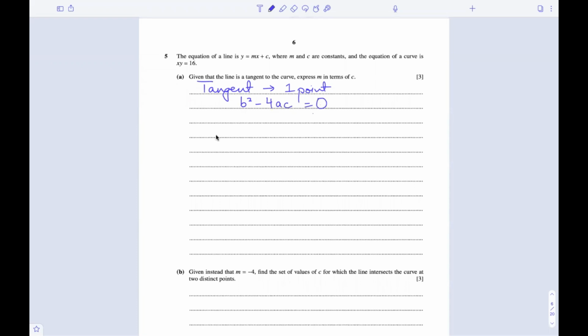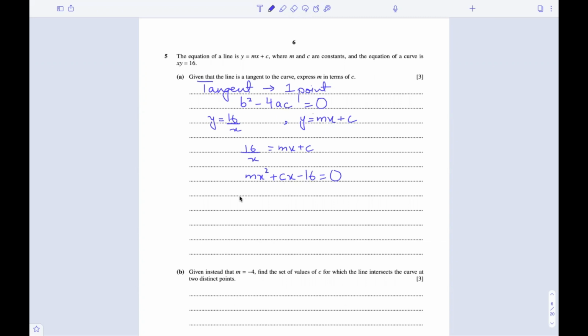Now equating the two equations, we have the equation of the curve, which is y equals 16 upon x, and the equation of the line, which is y equals mx plus c. Equating them, we get 16 upon x equals mx plus c. Simplifying this, we get mx squared plus cx minus 16 equals 0. Now we know that b squared minus 4ac equals 0.